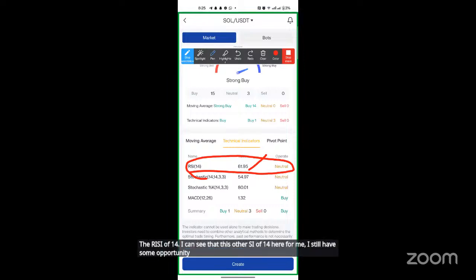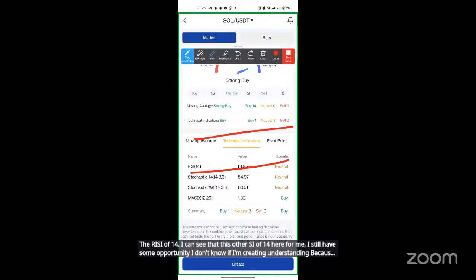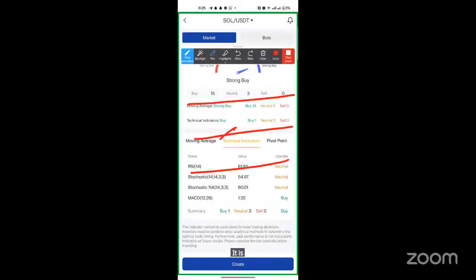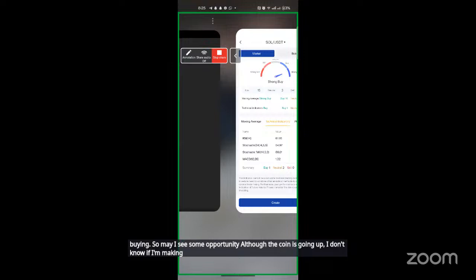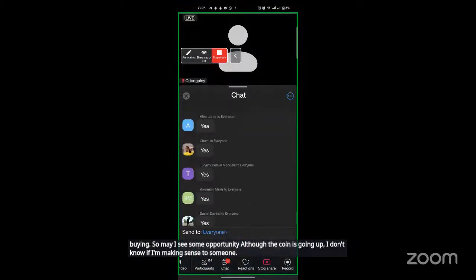I don't know if I'm creating understanding. Because when I draw my lines here, it is just above 50. It has some good playing space. This one shows the coin has entered the oversold area. This one shows some buying. So me, I see some opportunity. Although the coin is going up, I don't know if I'm making sense to someone. Give me a two if I'm making sense to someone.